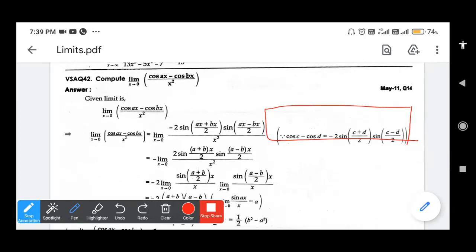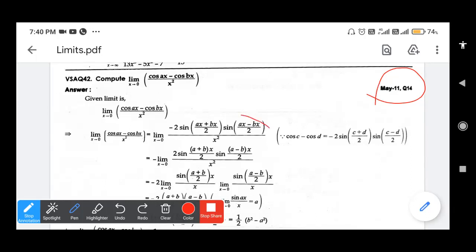We have to apply this formula. Okay. So cos ax minus cos bx. So cos c minus cos d is equal to minus 2 sine (c plus d) by 2 sine (c minus d) by 2. I hope we have already practiced these questions. The thing is we have to revise it each and every day. This question was asked in May 2011. Okay. So it's an important question because they can ask this again in your exam.